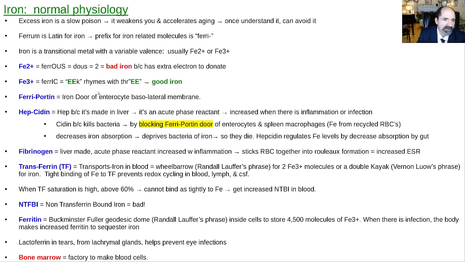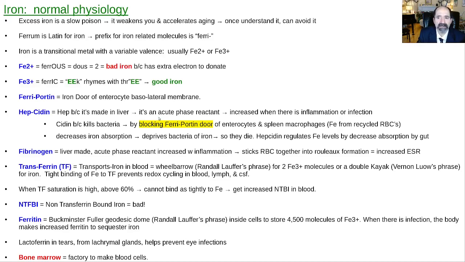Ferroportin, we just saw that. That's the door on the enterocytes so that iron can then get into the blood. So you're going to need to know that. Ferro is iron, portin is door, so ferroportin is iron door. Hepcidin: hep, made in the liver, cidin is to kill something, to kill bacteria. It's made in the liver, and it's also what's called an acute phase reactant. So when there's an acute infection or inflammation, the liver releases this into the blood.